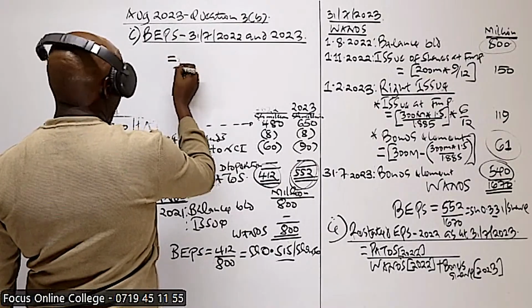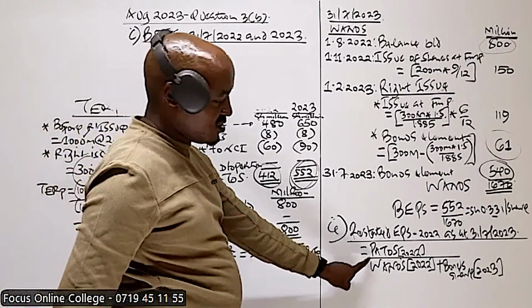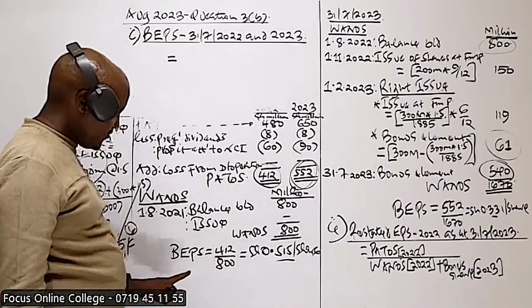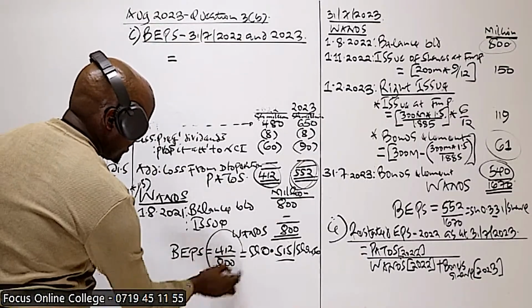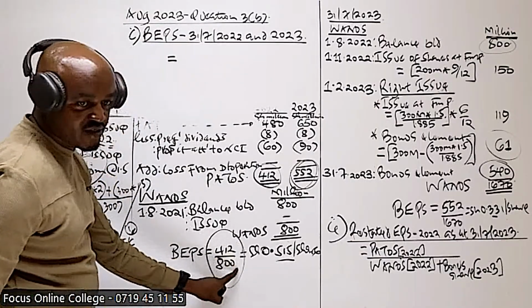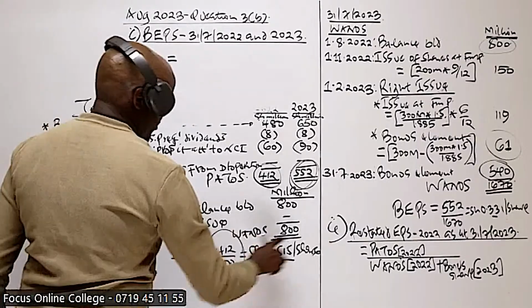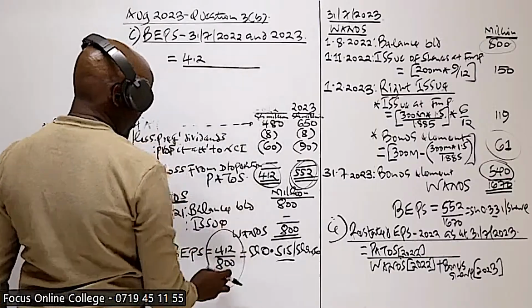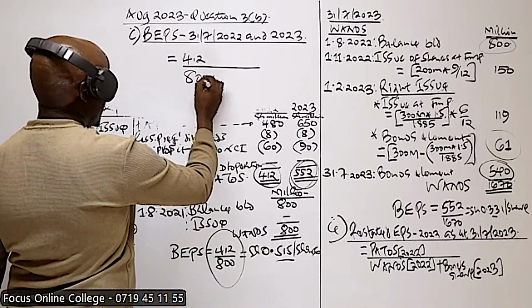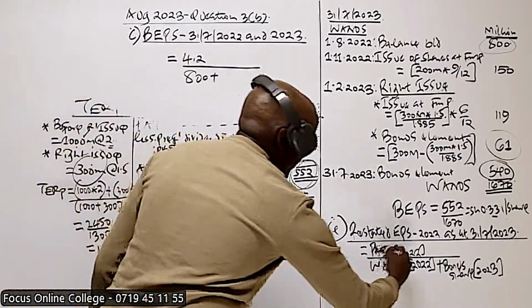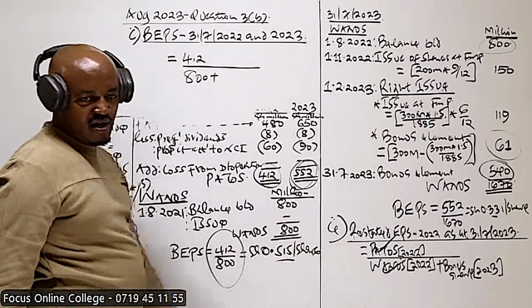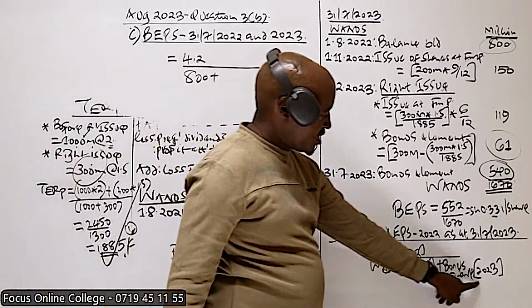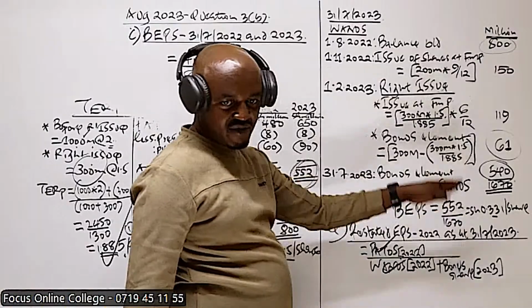So the restated earnings per share, we will take the PATOS for 2022. We have those values here. This is basically the PATOS, the 1/0 for 2022. So the PATOS for 2022 is the 412. The 1/0 for 2022 is 800. And then to this, we need to add the bonus shares, which were issued during the current year. And we have that here.